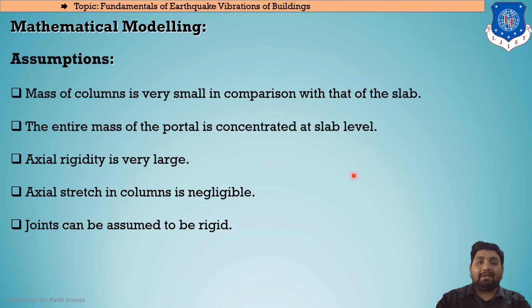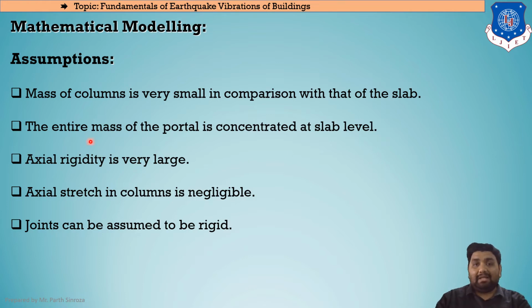Clear? So we are not discussing generally regarding the beam portion. We always will be discussing the inertias of the column parts whenever we are discussing frame structures. So here, mass of columns is very small in comparison with that of slab. Second assumption is that the entire mass of portal is concentrated at slab level. That means it is in the form of an inverted pendulum. The ground will be acting as a rigid surface, the columns will be acting as the spring, or you can say the stiffener material, and the beam or slab will be acting as the mass. Clear? So this will be how the lump mass model will be created for any structure.